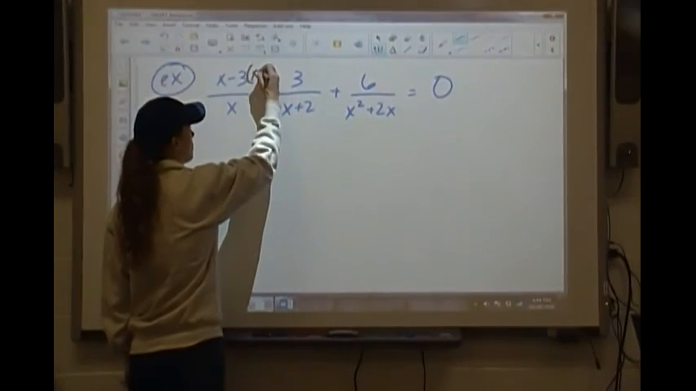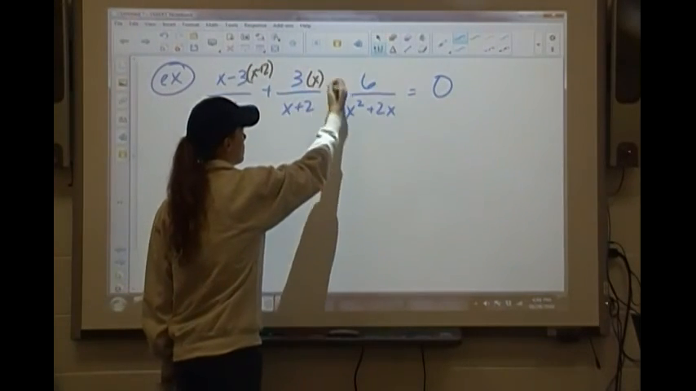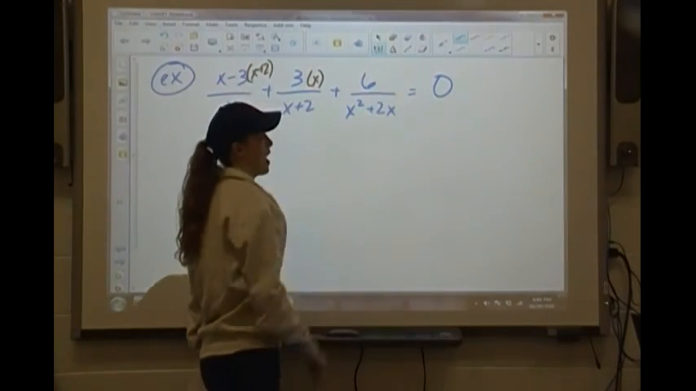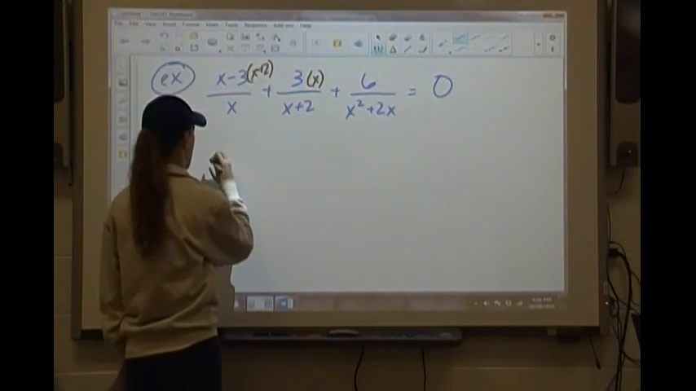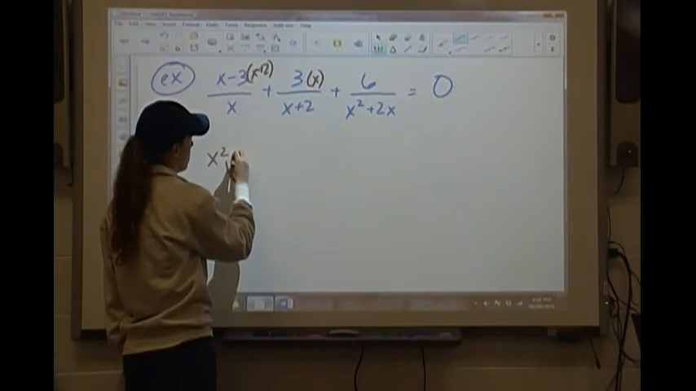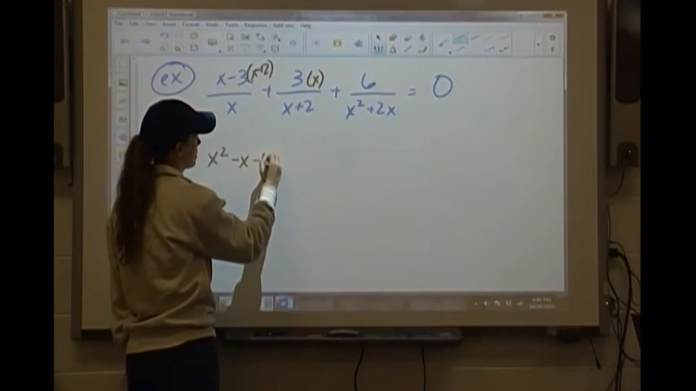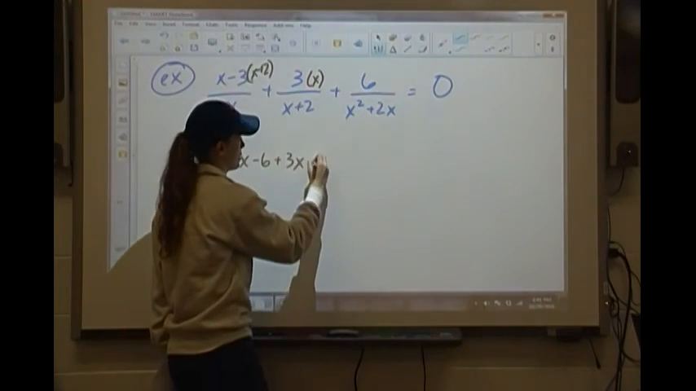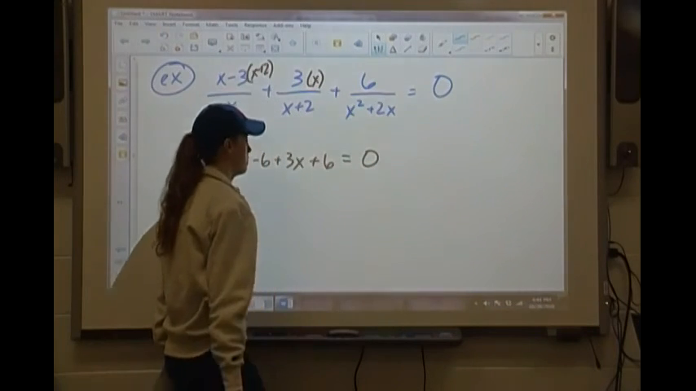In this case, you're missing the x plus 2. In this case, you're missing the x. In this case, you're missing nothing. And anything times 0 is still 0. So we have x squared minus x minus 6 plus 3x plus 6 equals 0.